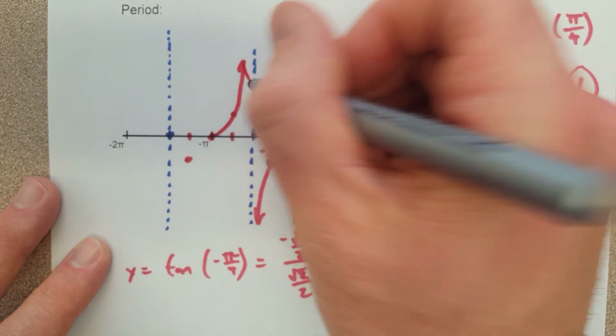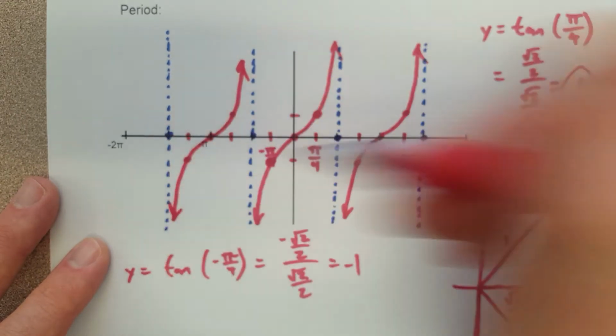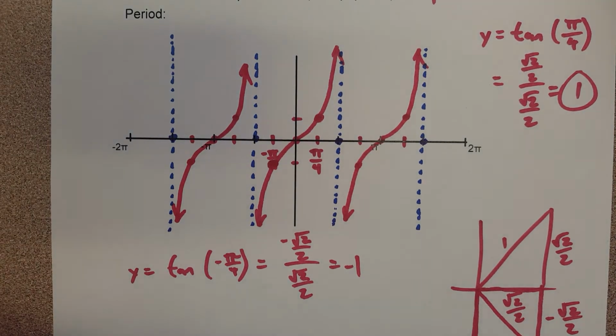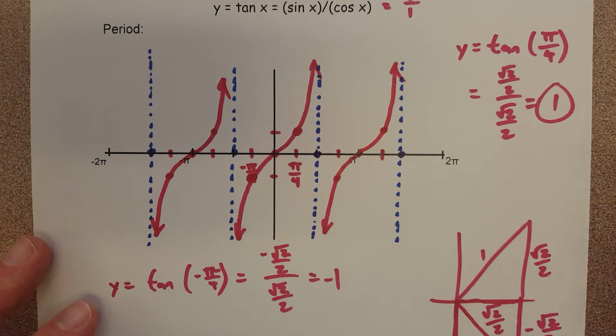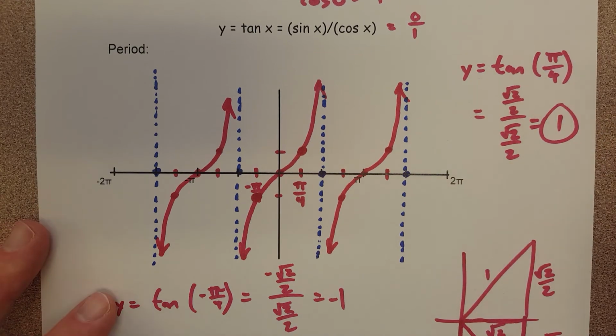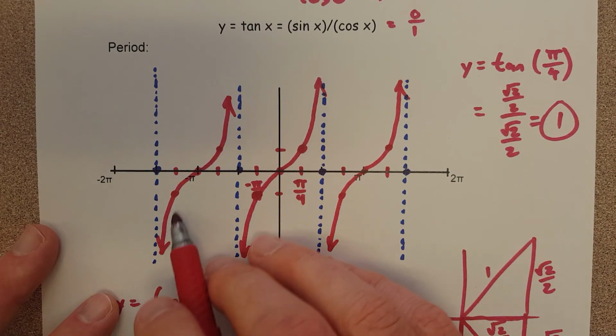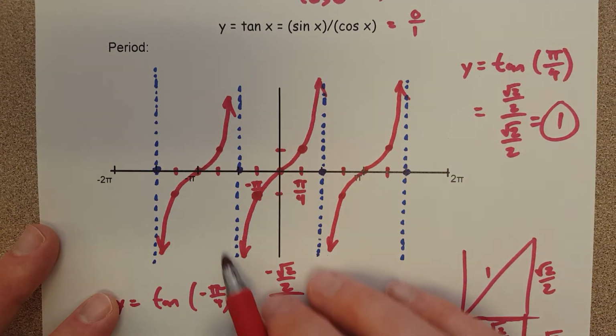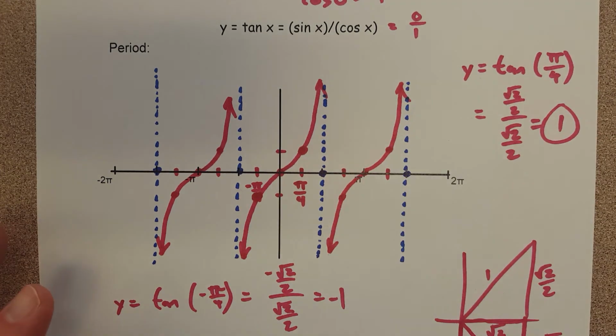Now, like yesterday, I'm looking for at least 2 full periods. This one actually has 3 full periods to it, because a period is when the graph goes all the way through and then starts repeating itself. So this one has 3 full periods. You wouldn't have to have that many, but it's fine if you do.